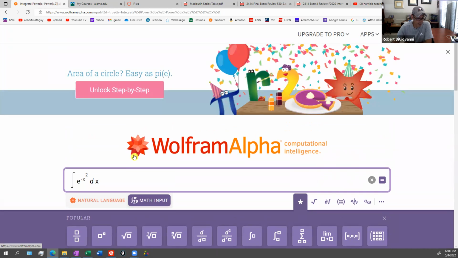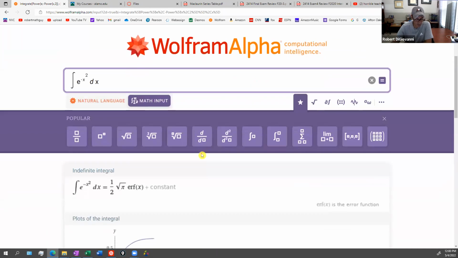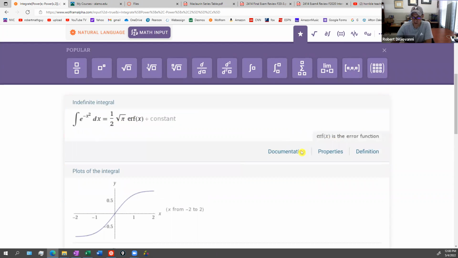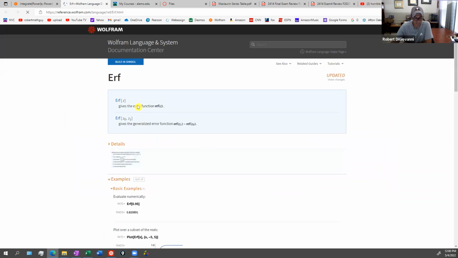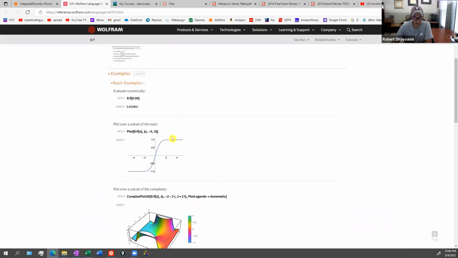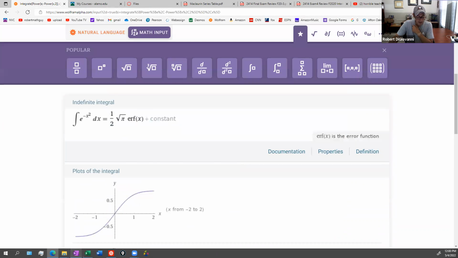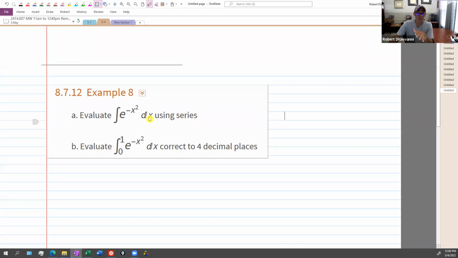What it's going to give me is some weird function you've never heard of. It's going to give me 1/2 times the square root of pi times erf x. And erf x is what we call an error function, which is beyond the scope of this class. Basically, we don't have a way of finding the antiderivative. Go to Symbolab, you're not going to be able to find the antiderivative. But what we can do now is approximate the antiderivative with a power series.